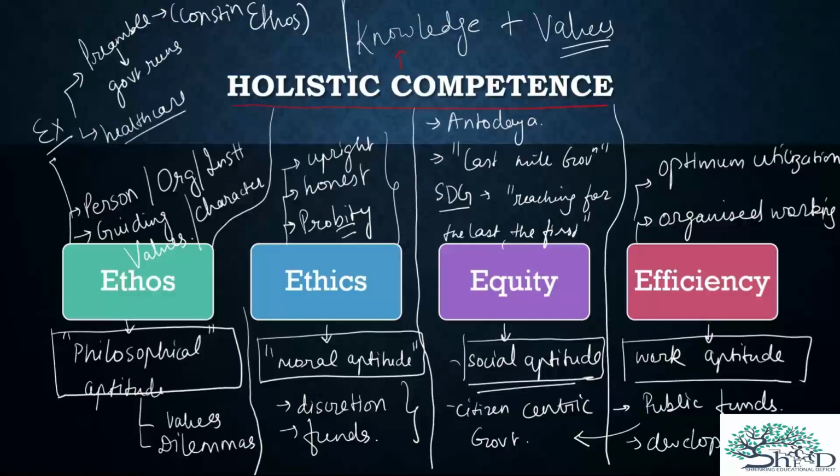All right, now we will see ethos, ethics, equity, efficiency one by one. Do remember that this is from government sources, DOPT sources. That is why we are studying this, because it is especially relevant for Indian civil services. So this is the holistic competence expected out of an Indian civil servant. Now let's see ethos, ethics, equity, efficiency quickly one by one, understanding their keywords and their functionalities.